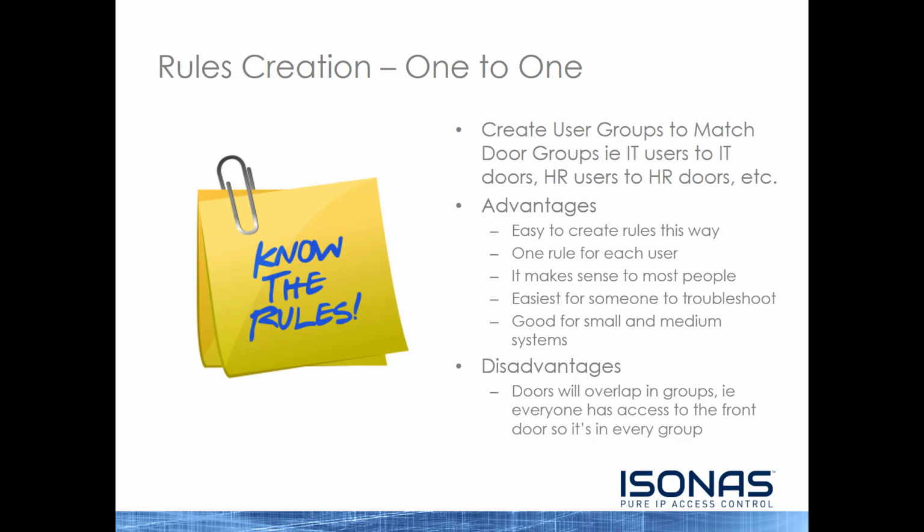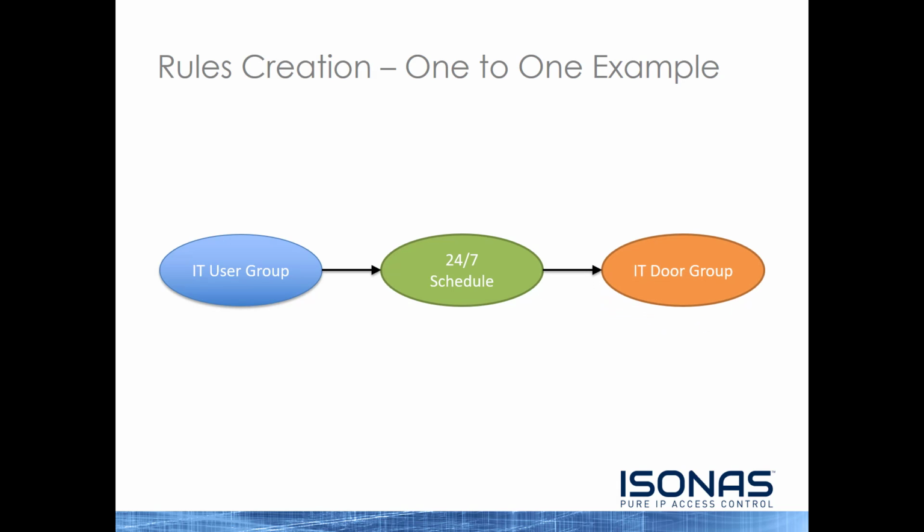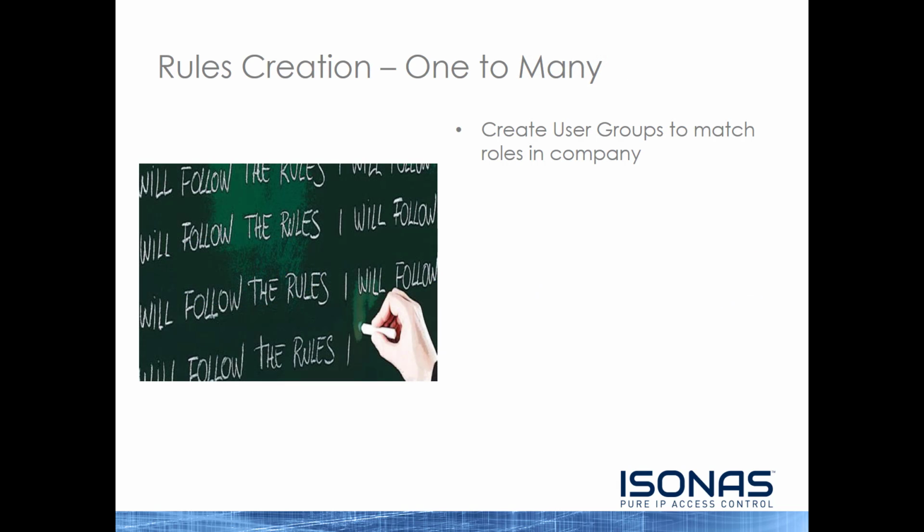It's not too big of a deal until you get into really large systems. So let's take a look at this rules creation of one-to-one. We have an IT user group. We have a 24/7 schedule because IT is really a 24/7 type of business. And then finally, we have an IT access point group or door group with all of the doors that they have access to.